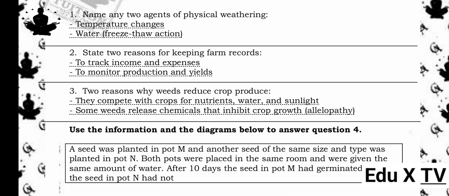3. Two reasons why weeds reduce crop produce. They compete with crops for nutrients, water, and sunlight. Some weeds release chemicals that inhibit crop growth (allelopathy). Use the information in the diagrams below to answer question 4.